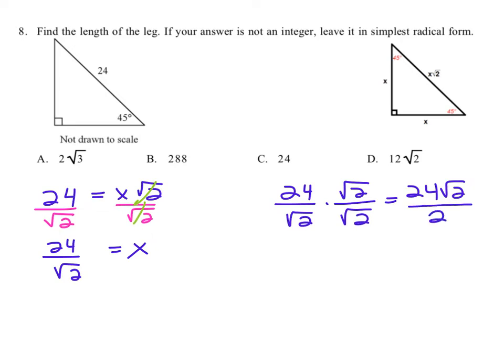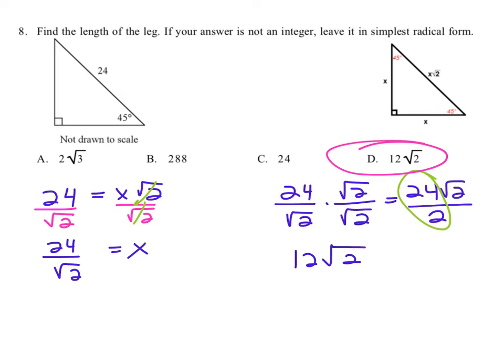And notice that those two numbers can be simplified. 24 divided by 2 becomes 12, times that root 2, 12 root 2. And as you can see, that's D. Now, before we're done with this problem, I'm going to show you the shortcut of this, and I'm going to explain why it works.